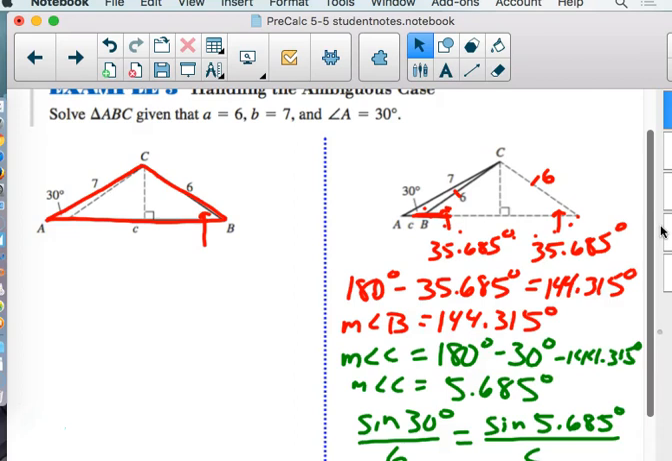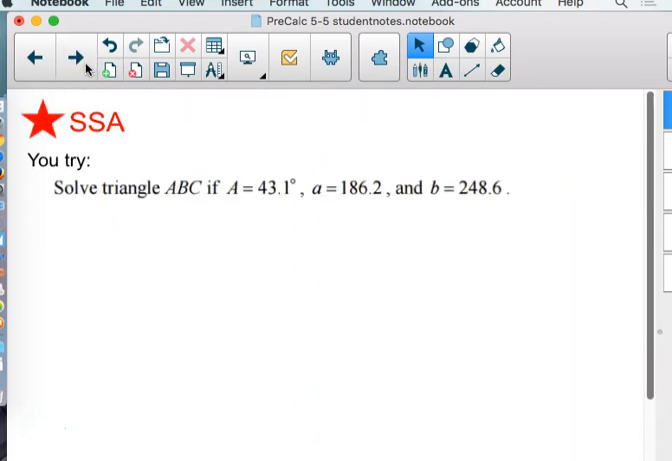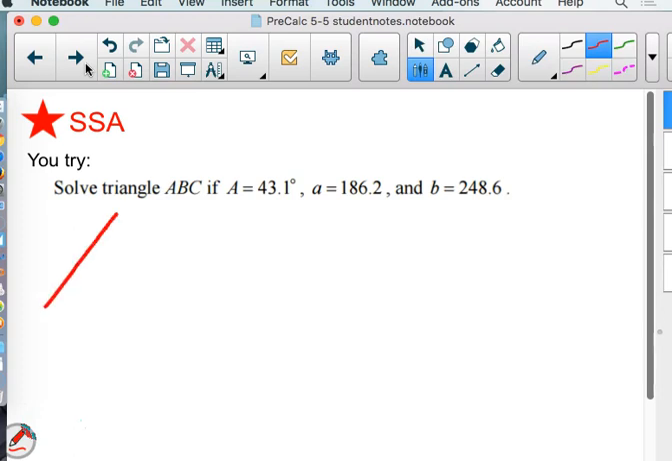So this is a little step in the right direction, but now let's do one from start to finish here with no picture. So we have solve triangle ABC. All right, so we know what the triangle is going to be labeled. If A is 43.1 degrees, and I start thinking about how we need to set all these up, that just told me I want my A angle over here. Lowercase a opposite that.